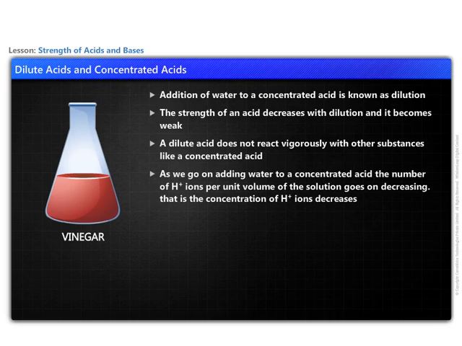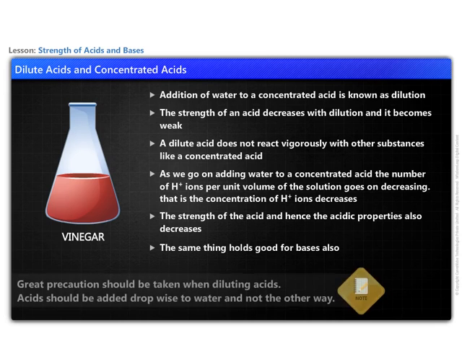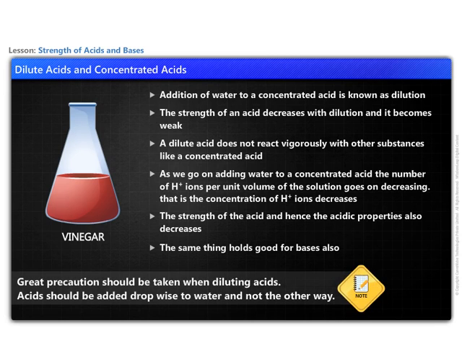As we go on adding water to a concentrated acid, the number of hydrogen ions per unit volume of the solution goes on decreasing. That is, the concentration of hydrogen ions decreases. The strength of the acid and hence the acidic properties also decrease. The same thing holds good for bases also. Great precaution should be taken when diluting acids. Acids should be added drop-wise to water and not the other way.